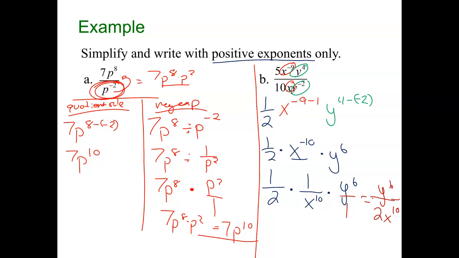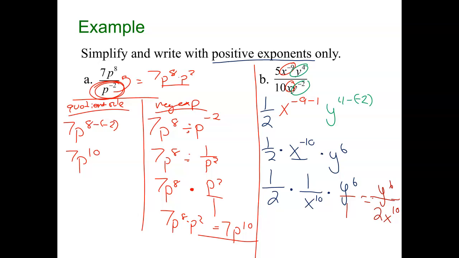Good. Simplify your coefficients. Each variable should only show up once. No negative exponents. That's it.